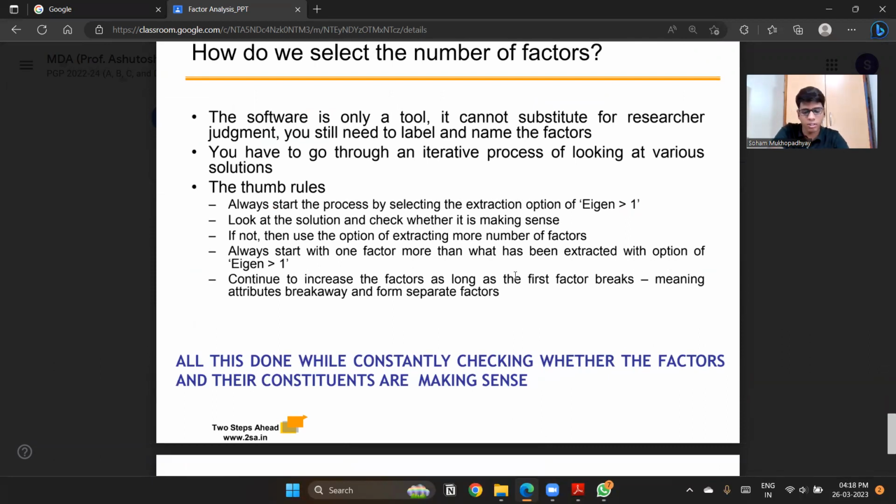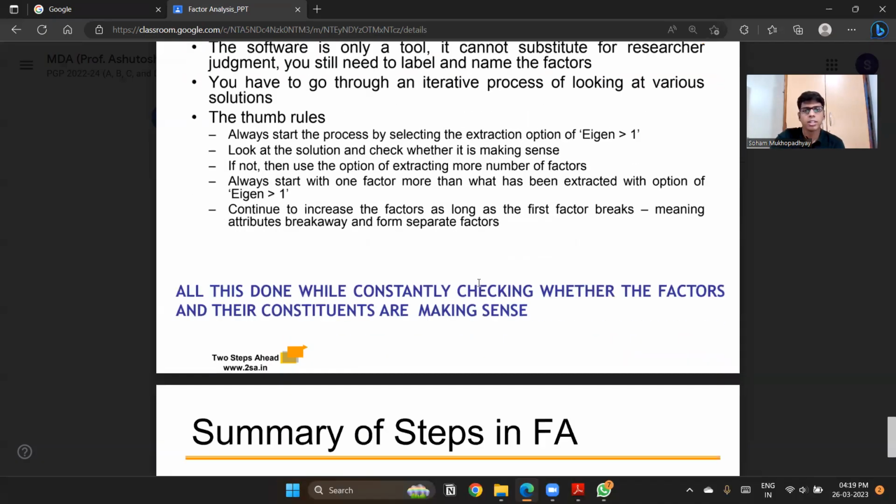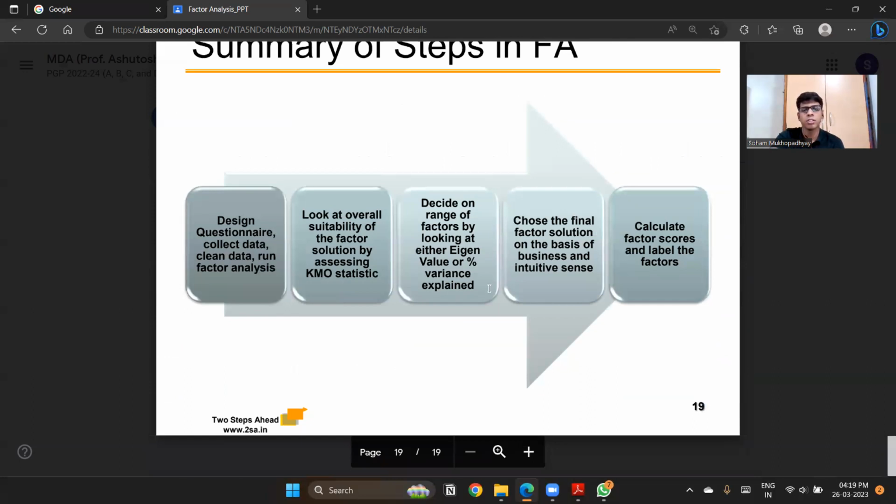And once you get the factors, there will be an option to calculate a factor score, and those factor scores will be loaded onto your SPSS data view. What you can do with those factor scores is run, let's say, a regression if required. Instead of using the variables that you have, you will use the factor scores of the new factors that you have arrived at. And that will take care of the multicollinearity effect that you are trying to avoid.